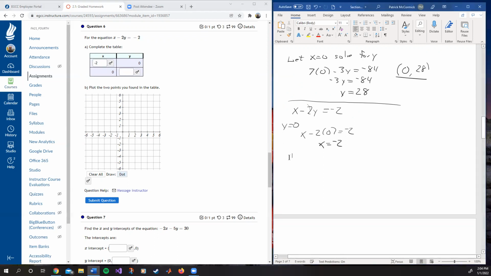Then for our second point, we let x equal 0. So I get 0 minus 2y equals -2. -2y equals -2. Divide both sides by -2. I get y equals 1.